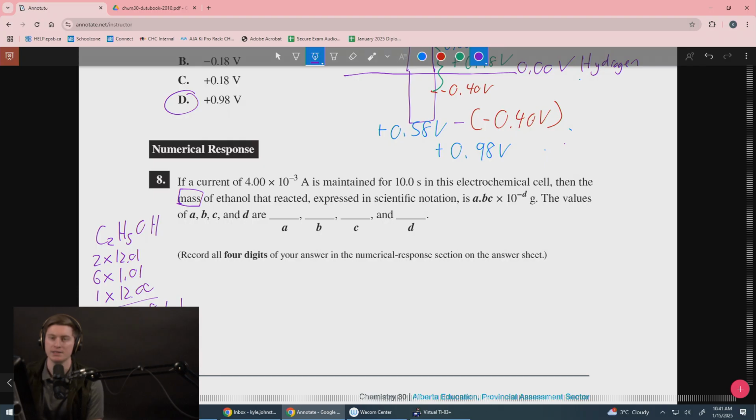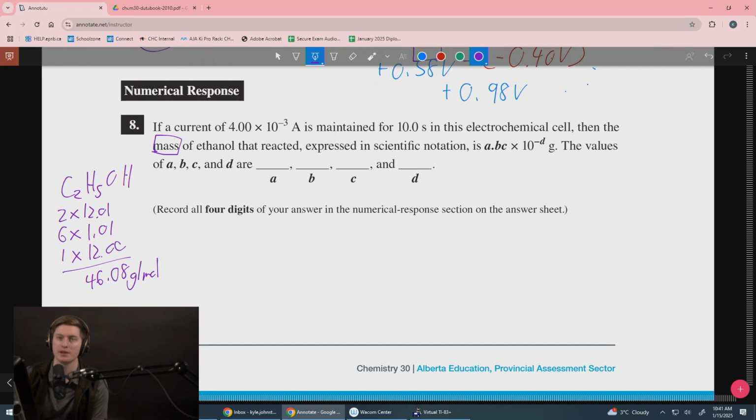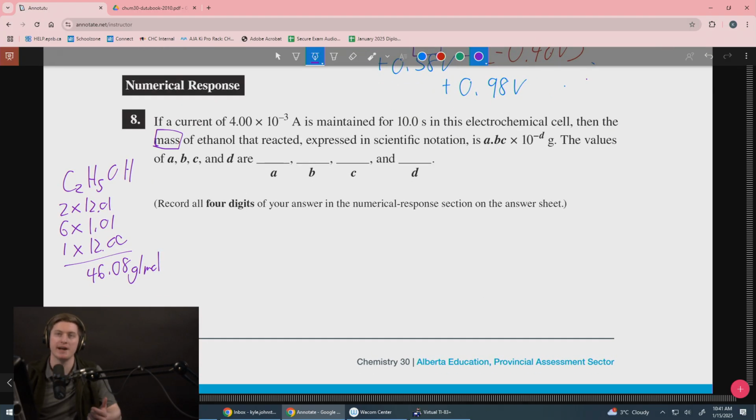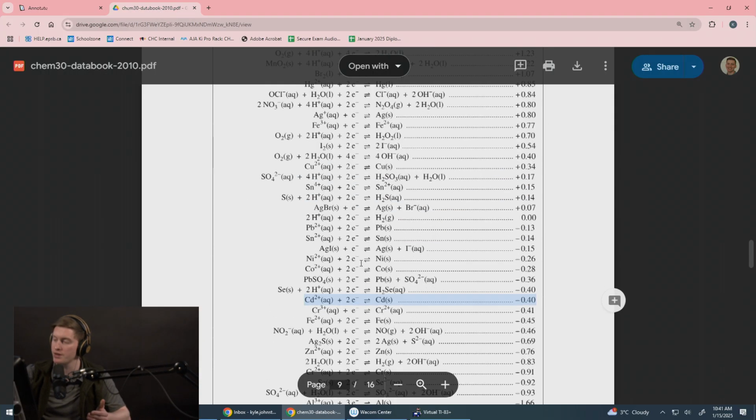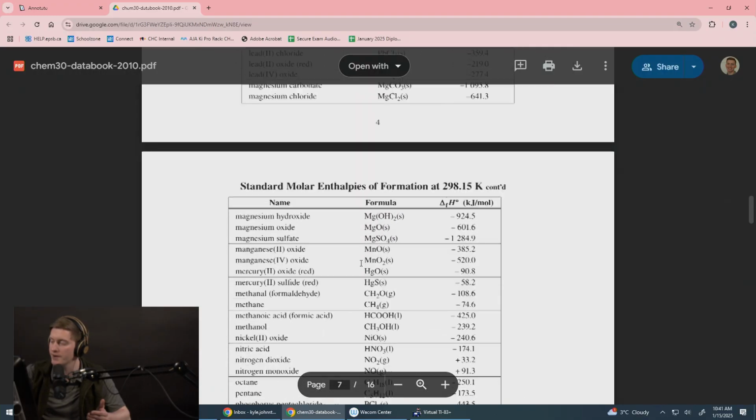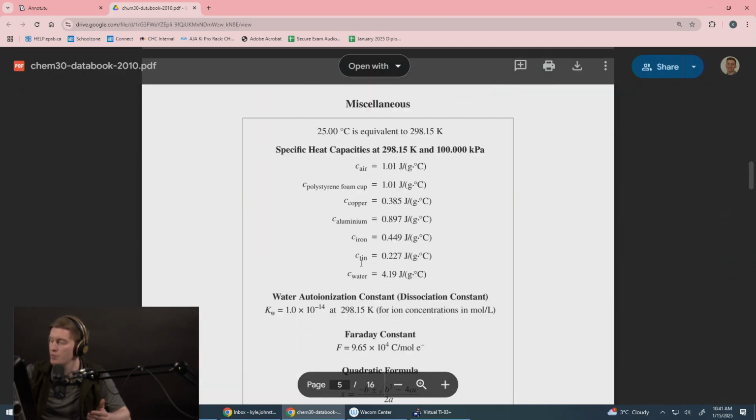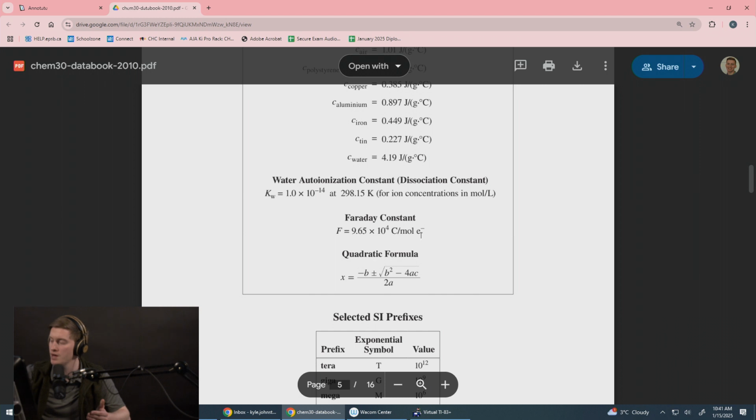I want to find the mass of ethanol. That's the unit I want, is grams. So I'm actually going to do this in a unit cancellation, stoich way, not using the formula. The one thing I am going to need from my data booklet, there's no formulas given to you in this data booklet, but Faraday's constant is there, which we will need because we're going to have to convert between coulombs and moles of electrons right here.